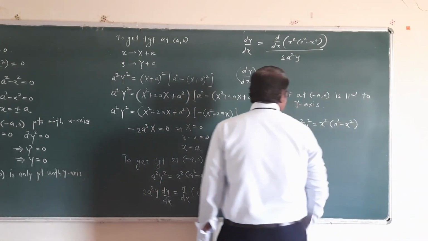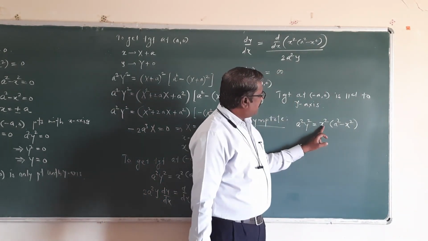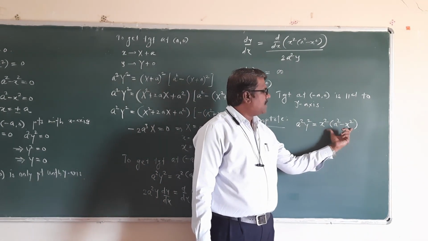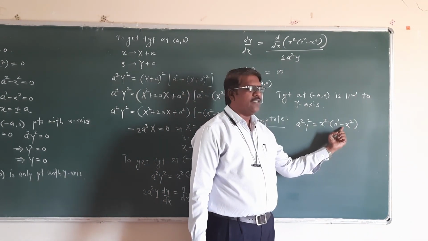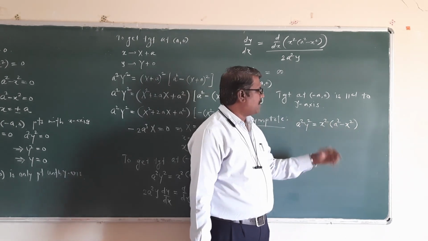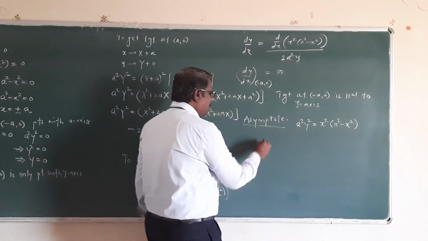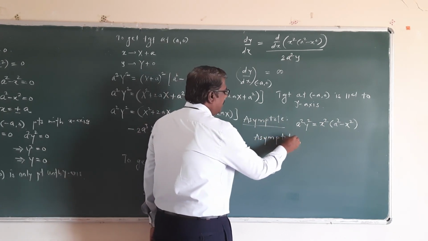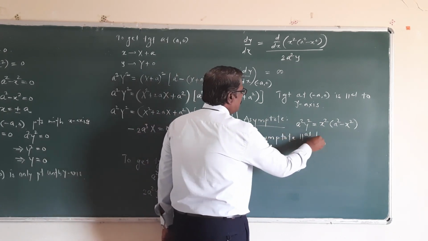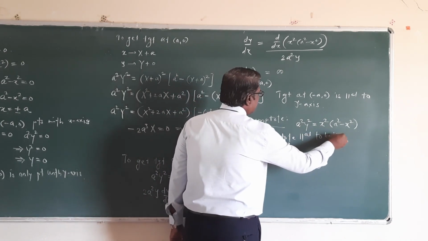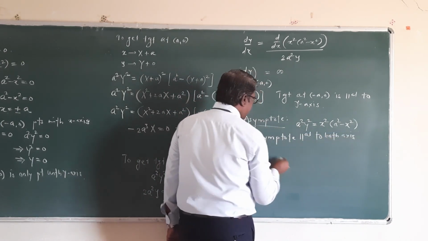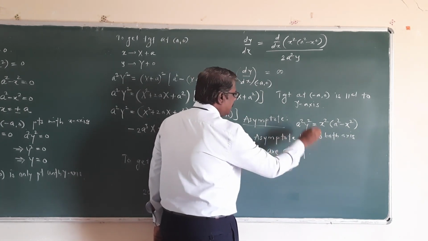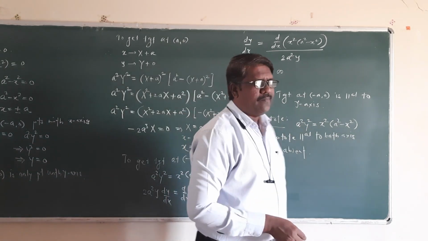Now if I see the highest power of x, here x square into x square is x raised to 4. This is the highest power of x, but its coefficient is minus 1 and that is constant, and therefore asymptotes parallel to both axes are absent. Okay.